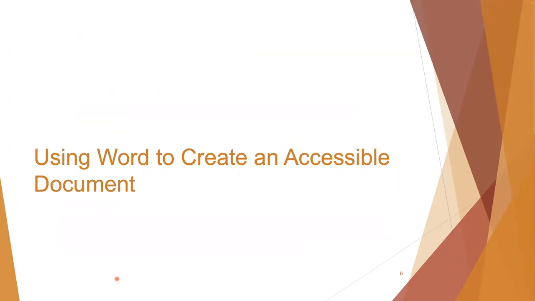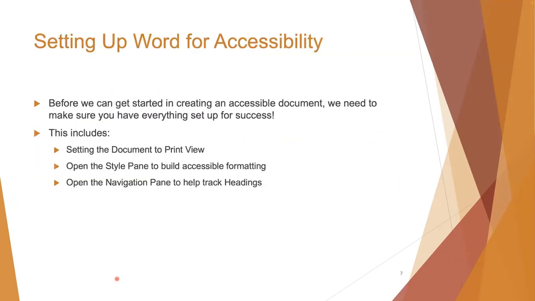Using Word to create an accessible document. Before we get started in creating an accessible document, we need to set up our workplace and assure that we are ready for success. This will include setting up the document print view, opening the style pane to build formatting, and opening up the navigation pane to help track the headings. So I'm now going to switch to a live demo and show you how to get started. Don't worry, I'll be explaining how to use the styles later on. I'm just going to show you how to open up the style pane.